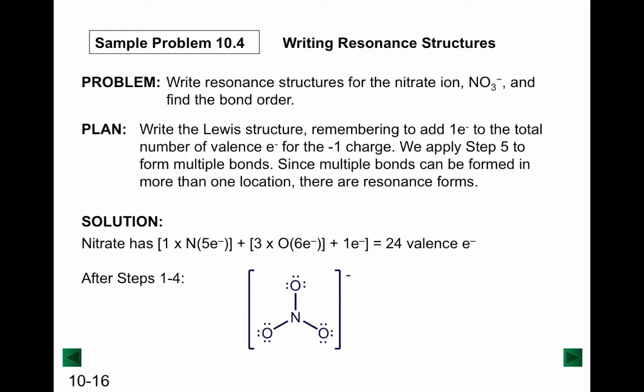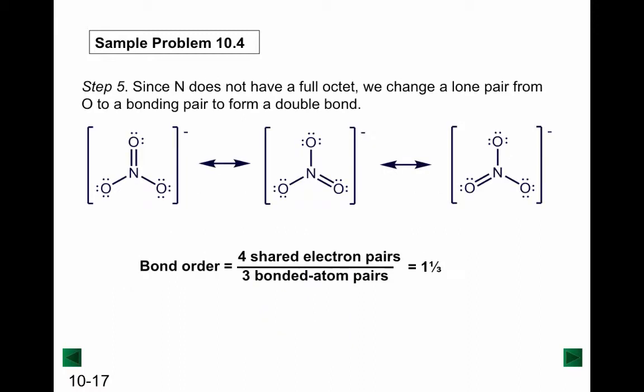Upon completion of steps 3 and 4, you should have the nitrogen atom connected to 3 oxygen atoms with a single bond, and all of the oxygen atoms should be surrounded by an octet of electrons. The entire Lewis structure needs to be placed in brackets with the 1- charge in the upper right-hand corner.